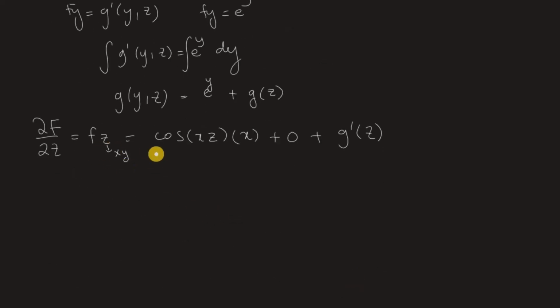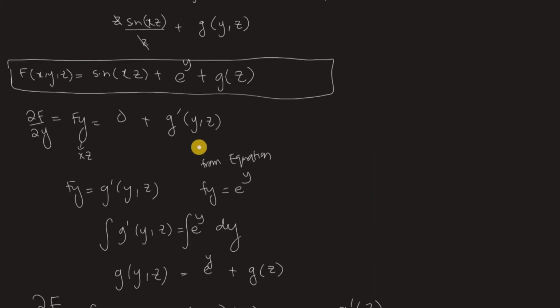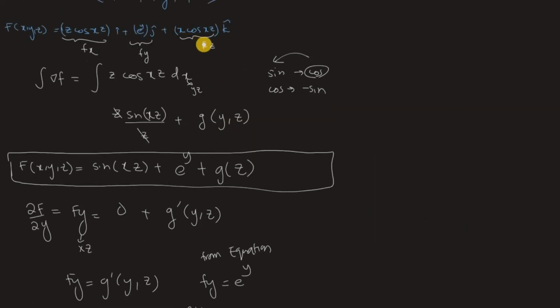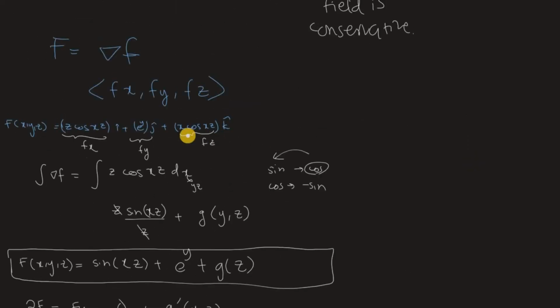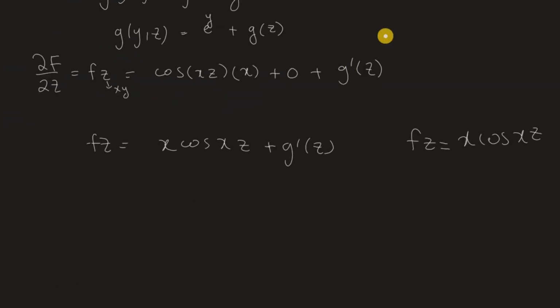Okay, so now that we got our derivative as x cosine xz plus g prime of z, now what about we take it and make it equal to the f of z that is already given to us from the equation. So from the equation we have x cosine xz. Remember, this is from the equation.